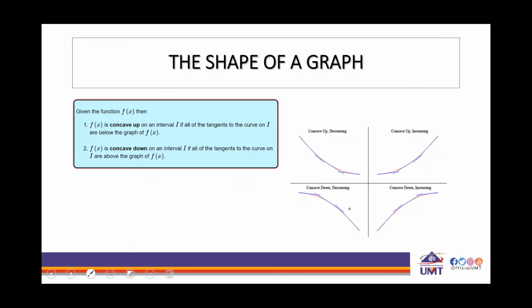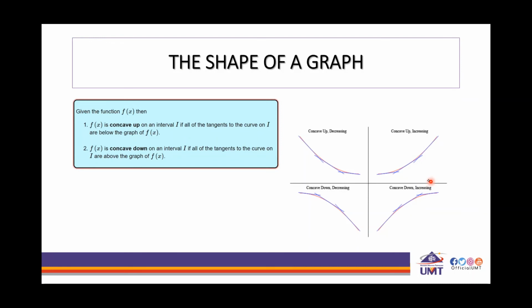Alright, so now we understand what the relative maximum and relative minimum are. Now we want to understand concavity. What is concave? Given the function f(x), concave up decreasing is here, concave up increasing is here, concave down decreasing is like this, concave down increasing is like this. So f(x) is concave up on an interval I if all the tangents to the curve on I are below the graph of f(x).